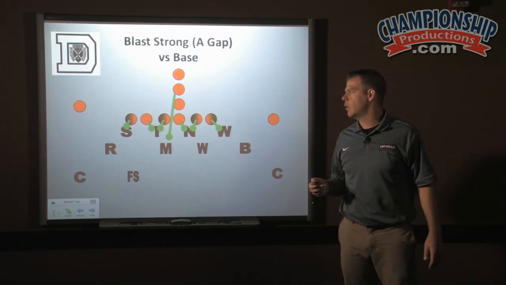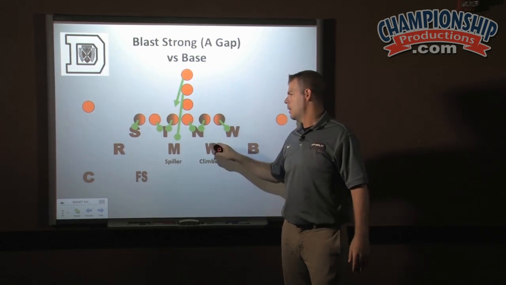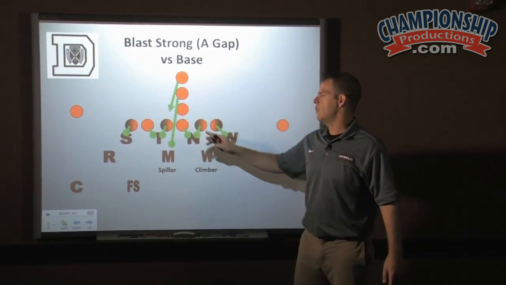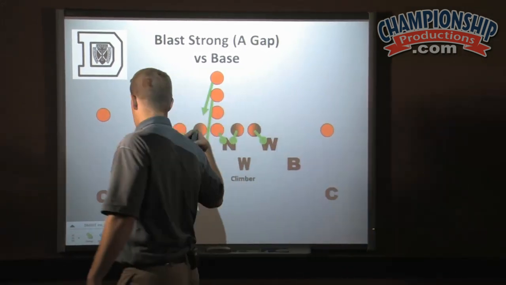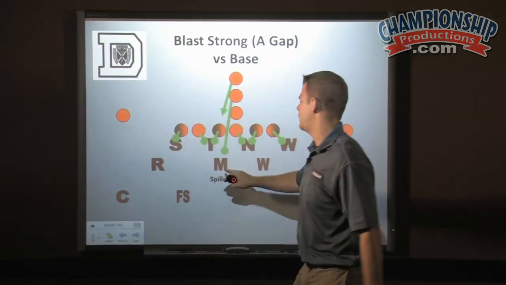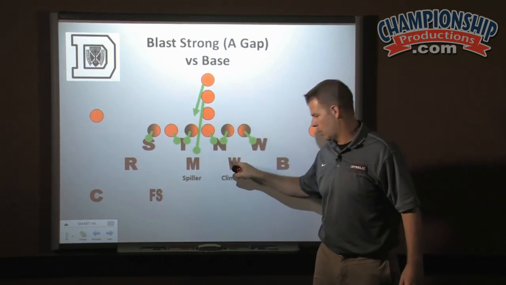So here's your ISO look. Now we have our spiller and our climber, because what they're going to try to do is get the combo to the backside backer. Many teams will take this on with the correct shoulder and push it back to the buddy, but we're going to spill it and climb it and avoid that double team, because that double team is coming here. We're going to get over the top.